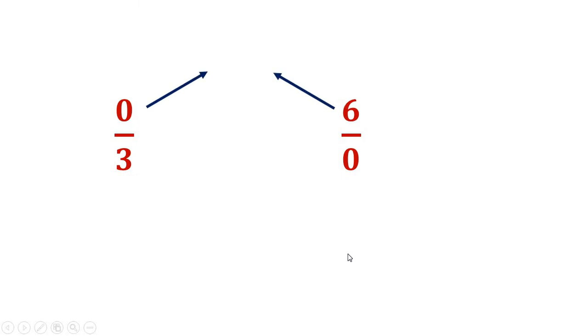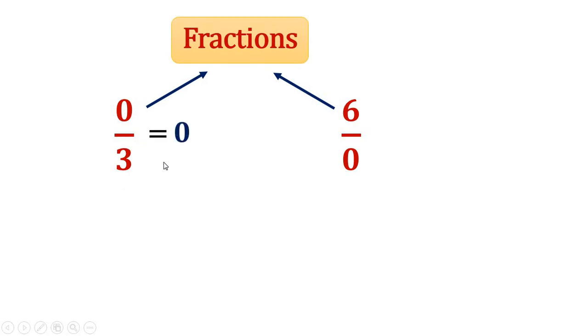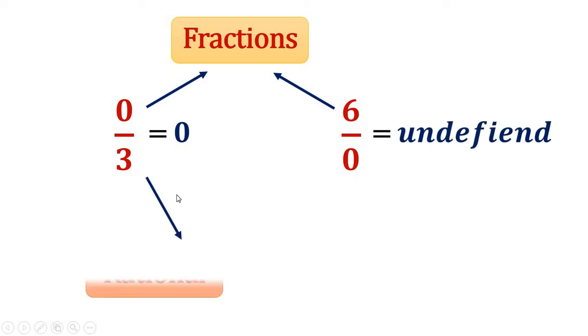If we have 0 over 3 and 6 over 0, both of them look like fractions, but 0 over 3 equals what? Equals 0. Very good. 6 over 0 is undefined. So 0 over 3 is a rational number, but 6 over 0 is not a rational number.